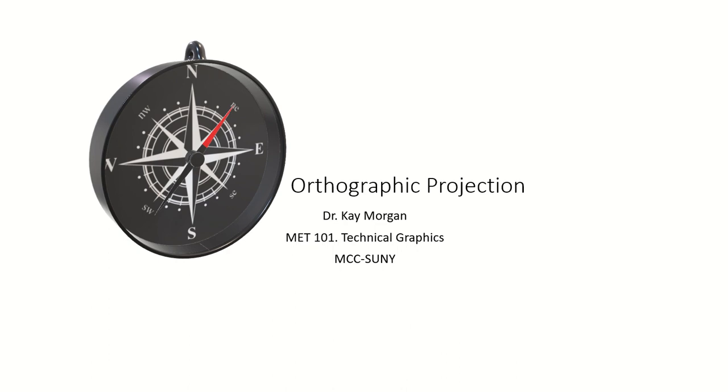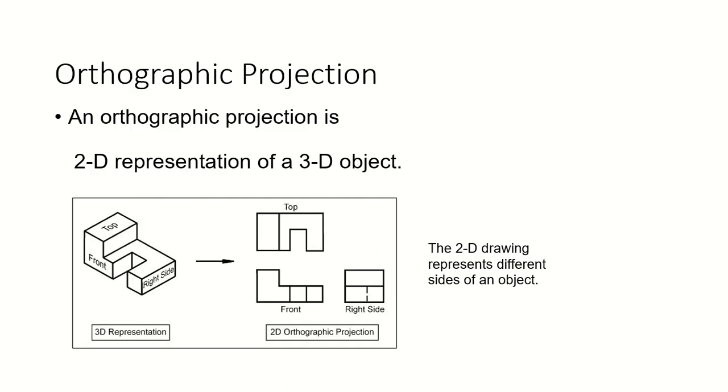Okay, so we're now getting into orthographic projection for you. And what we do here is we draw, of course, a 2D representation from a 3D object. So here you can see the whole body from top, front, and right sides. These are your projections.